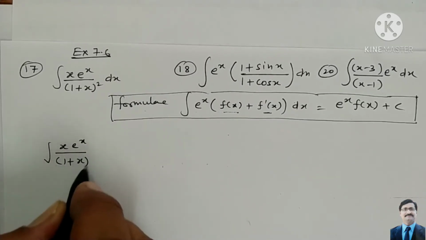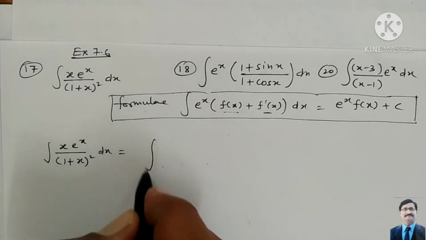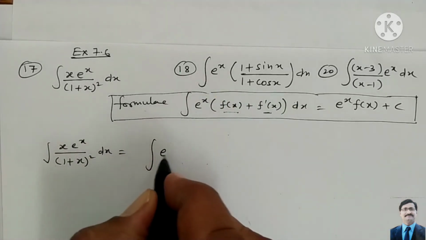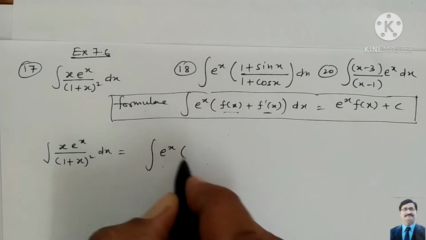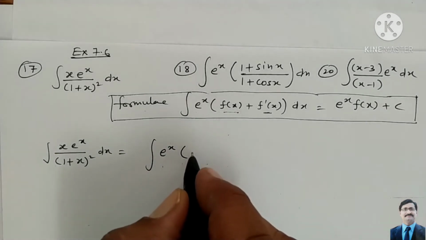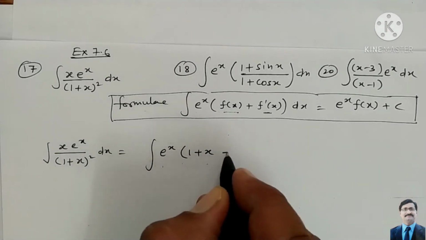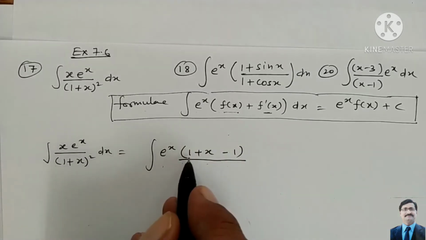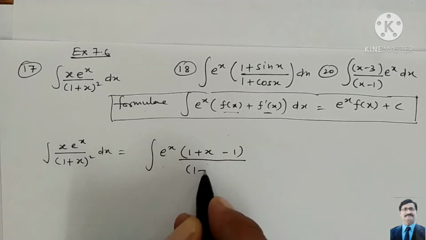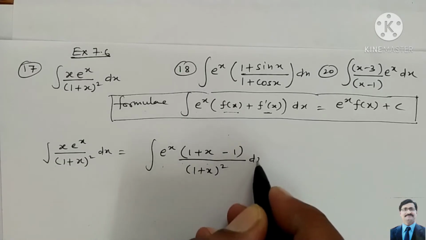Look here, x e^x upon (1 plus x) whole square and dx. So look here, first we write e^x. Okay, and here this x. So look here, we write x in this format. So we can write (1 plus x) minus 1. This time we write 1 we add and 1 we subtract.